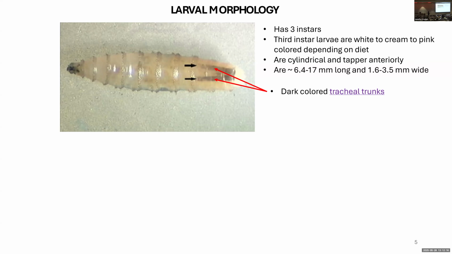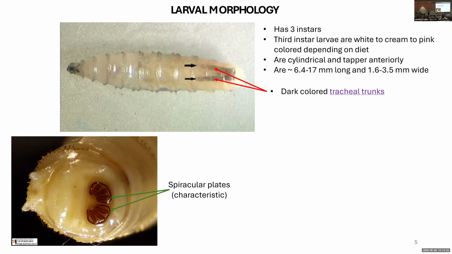These tracheal trunks emanate from the structure they use for breathing, which is this: the spiracular plates. These are spiracles that terminate as spiracular plates. These are what they use for breathing. Now, this will be important in the next slide, when we get to the life cycle.